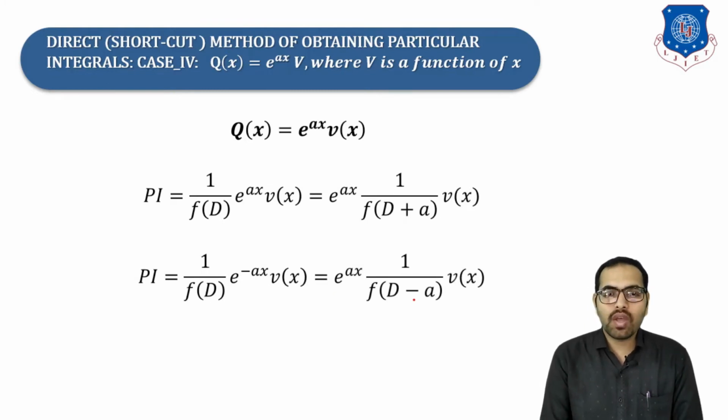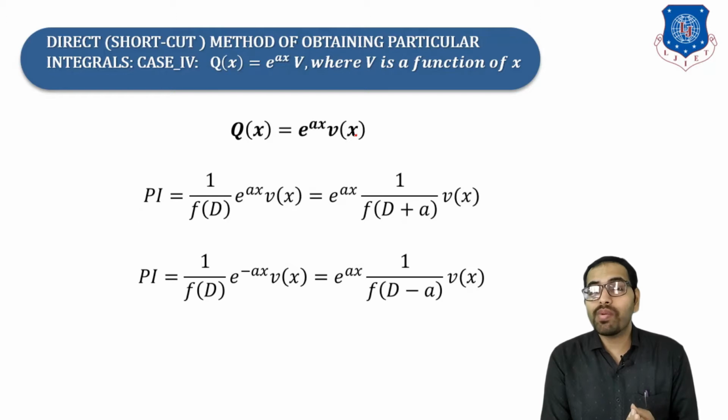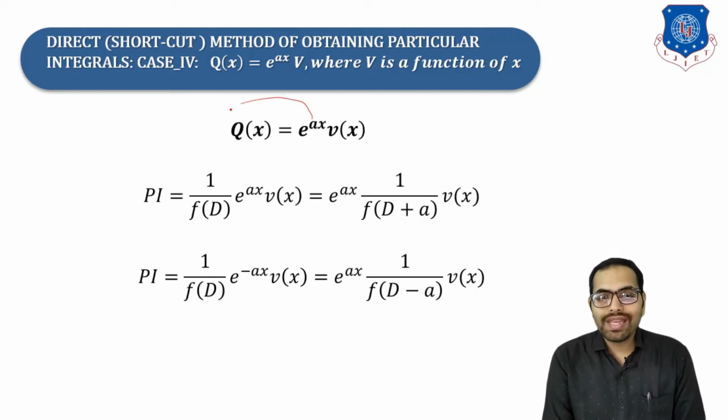In that case, V of x may be sin x, cos 2x, sin 3x, or x square, x cube, that is, sine or cosine as well as polynomials of x. What we have to do is take e raised to ax out. That is the formula: yp equals 1 upon f of D into R of x or Q of x.